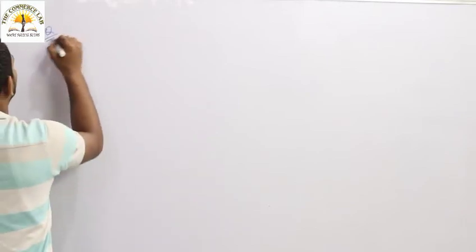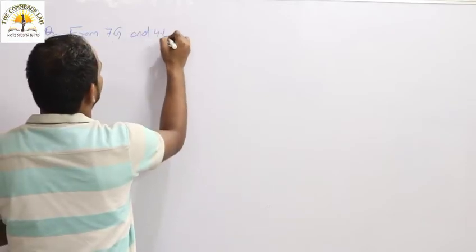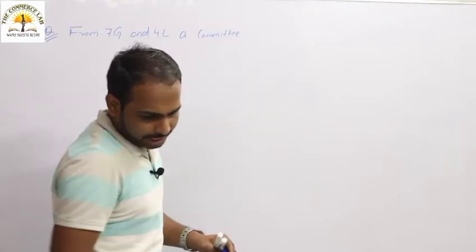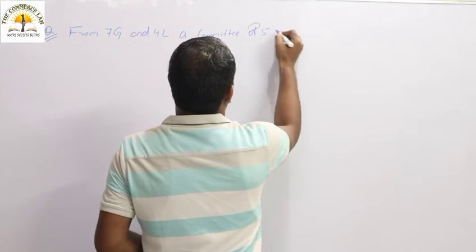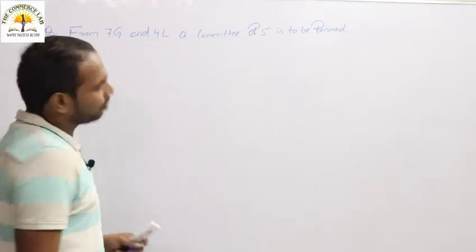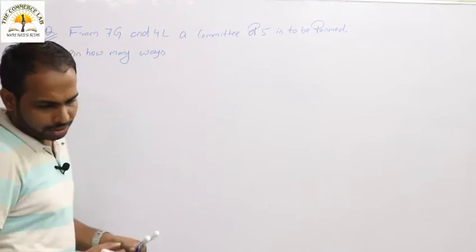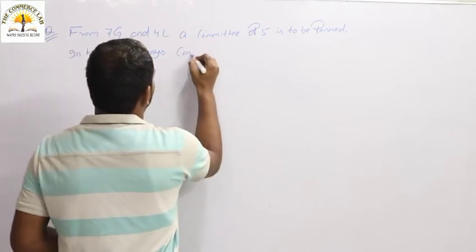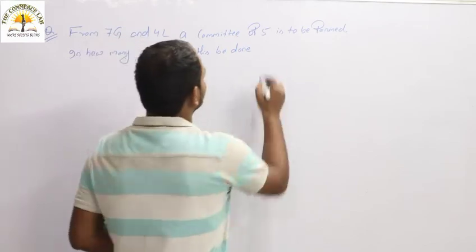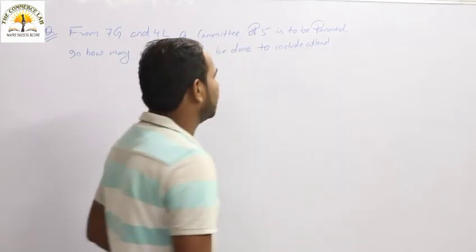From 7 gentlemen and 4 ladies, a committee of five is to be formed. In how many ways can this be done to include at least one lady?